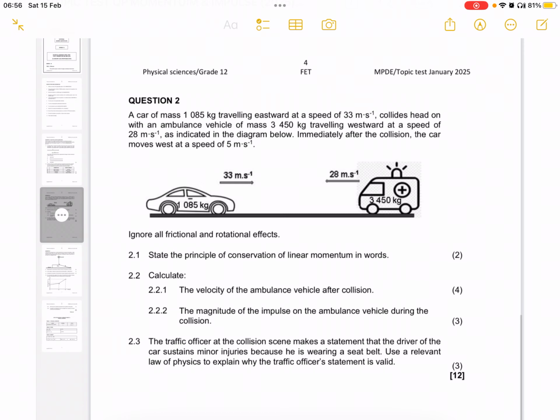Question 2.1 wants you to state the principle of conservation of linear momentum in words. 2.2.1 asks for the velocity of the ambulance vehicle after the collision, and 2.2.2 asks for the magnitude of the impulse on the ambulance vehicle during the collision. And then in 2.3, they state that the traffic officer at the collision scene makes a statement that the driver of the car sustains minor injuries because he was wearing a seatbelt. Then we'll have to use relevant laws of physics to explain why the traffic officer's statement is valid.